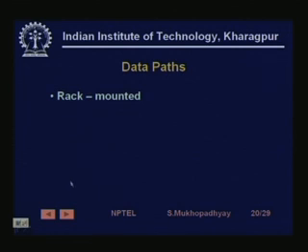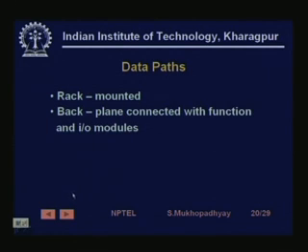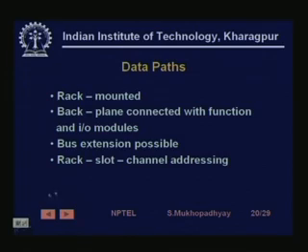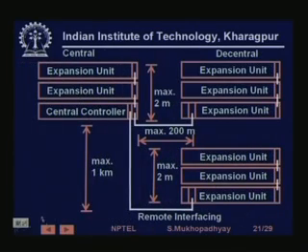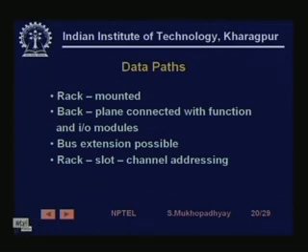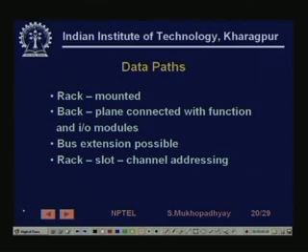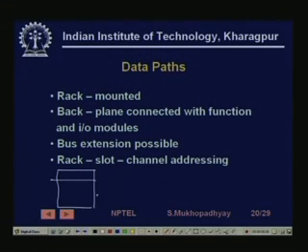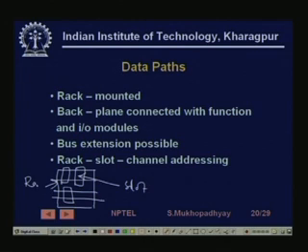Now, how are all these modules connected, that is, what are the various data paths? To understand this, you have to understand that the PLC is, as we have said, rack mounted. There are a number of racks, like an almirah. In each rack there are slots, and in each slot you can put I/O modules or CPU modules. Each slot contains several channels, so there could be 8 analog channels, for example.